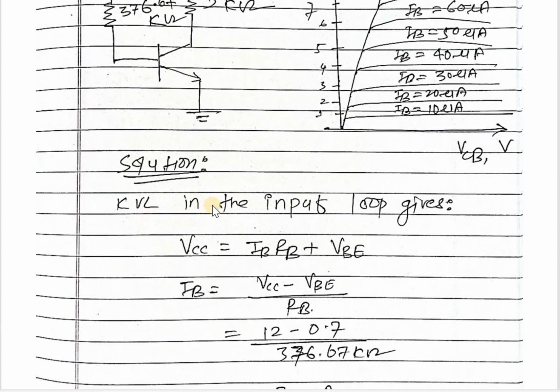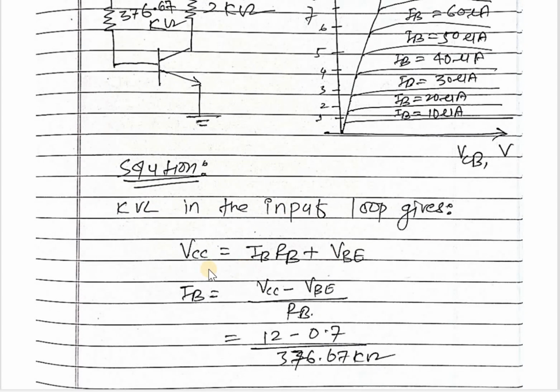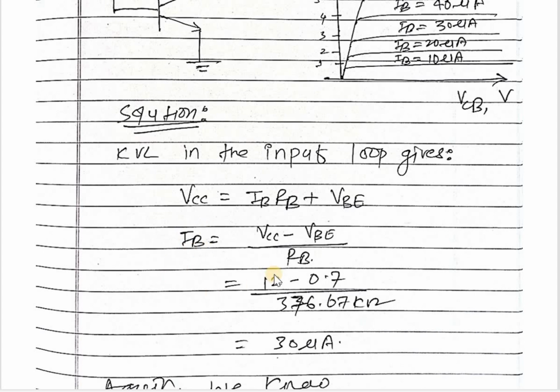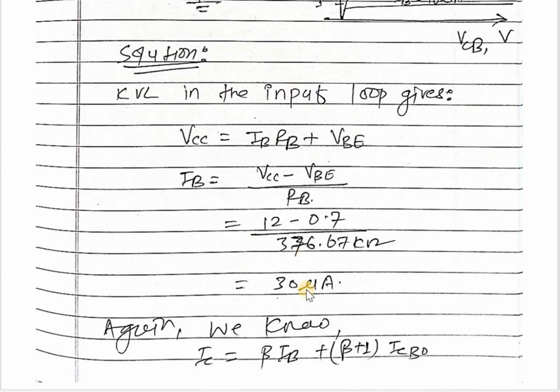Applying KVL in the input loop, VCC equal to IB RB plus VBE. Then from here we can get the value of IB, putting the value of VCC, VBB and RB. Then you can get 30 microampere.